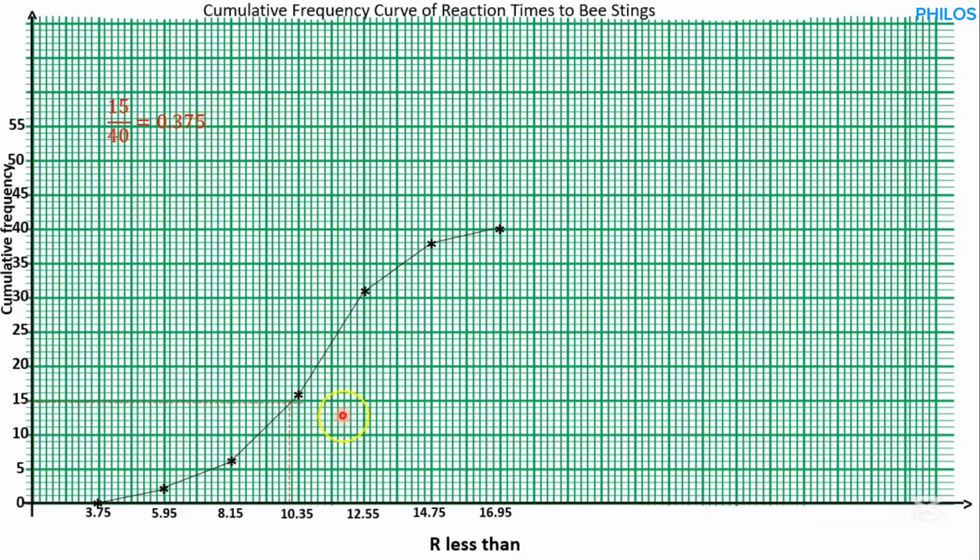Then the second question says we should find the median. So to get the median, we'll focus on the frequency side. The total frequency was 40, you remember. When we divide the total frequency of 40 by 2, it will give us 20, isn't it? So you come to where 20 is, since half of the total frequency is 20, right? So we trace it from this 20 to the curve. Where it intersects with the curve, we trace the point of intersection down to the x-axis.